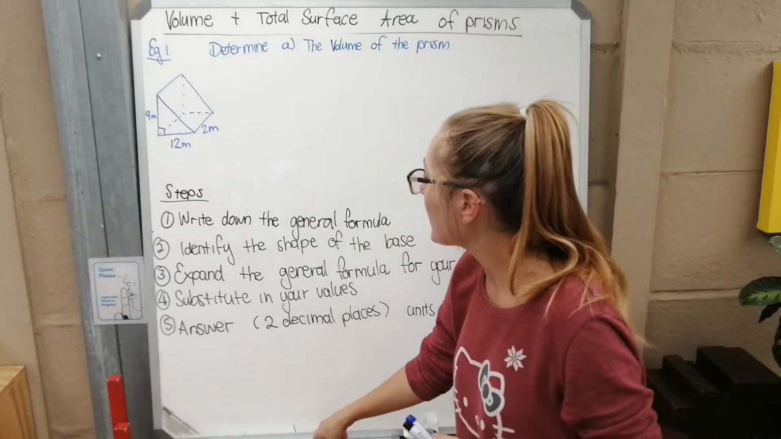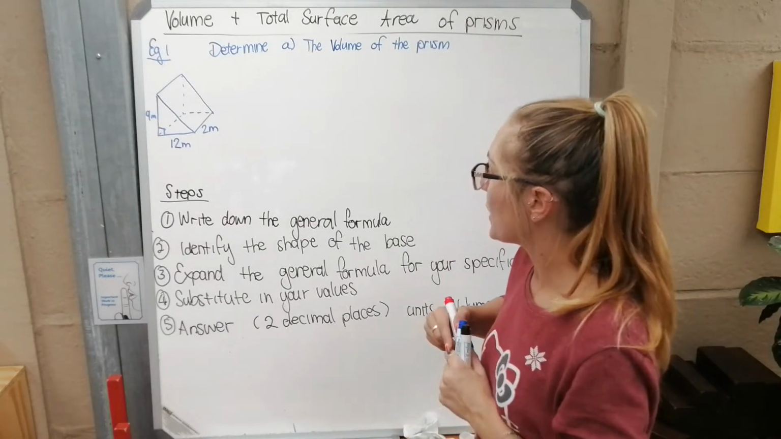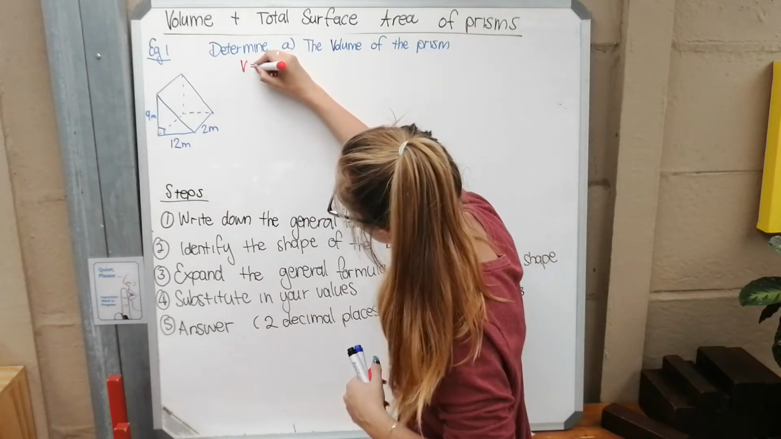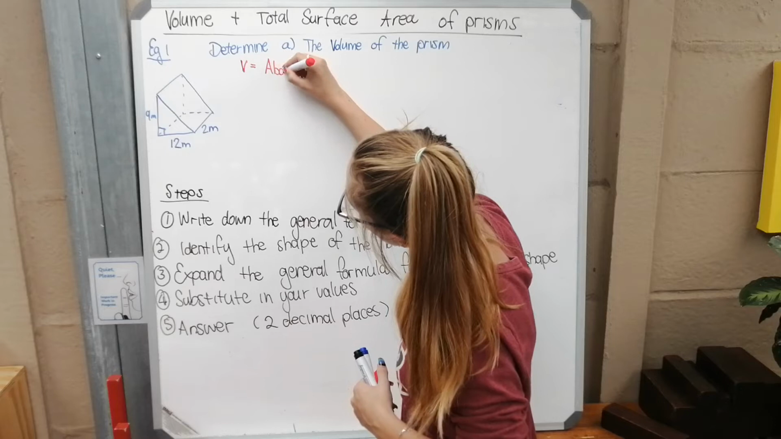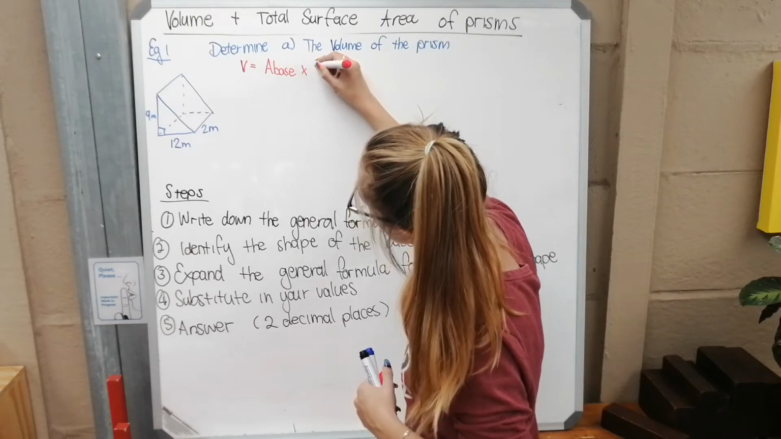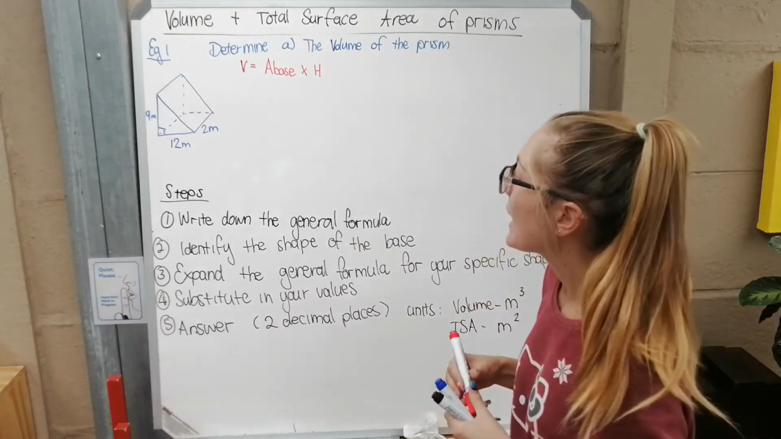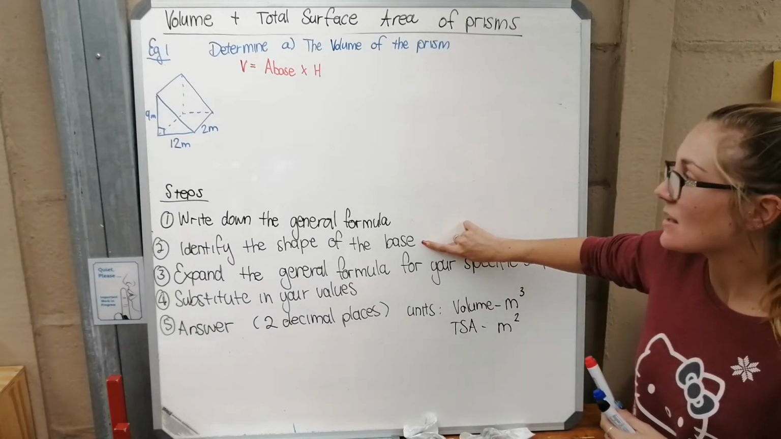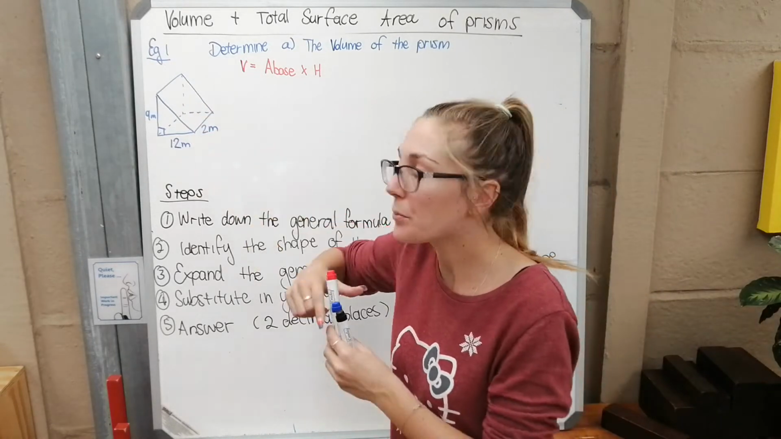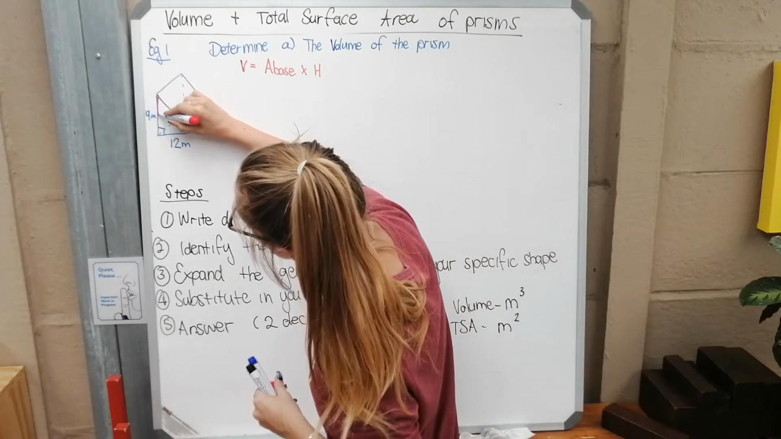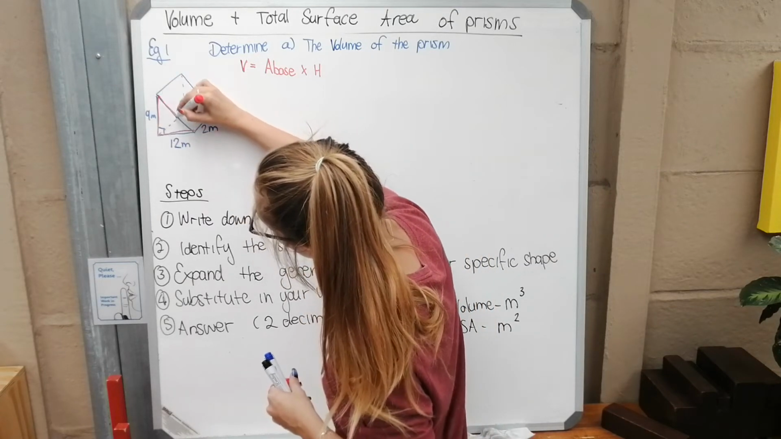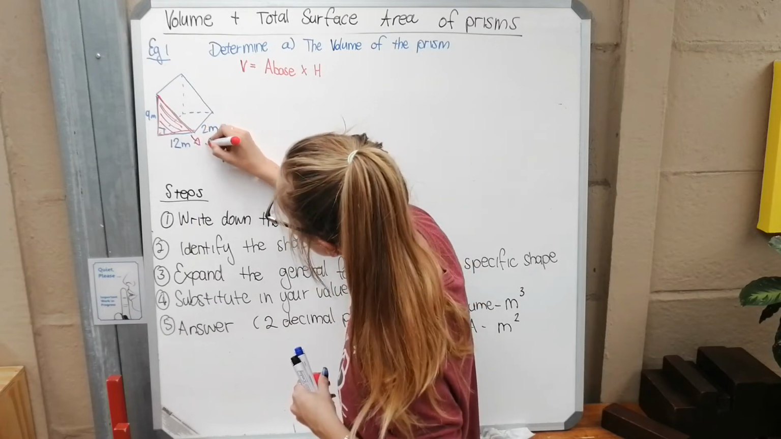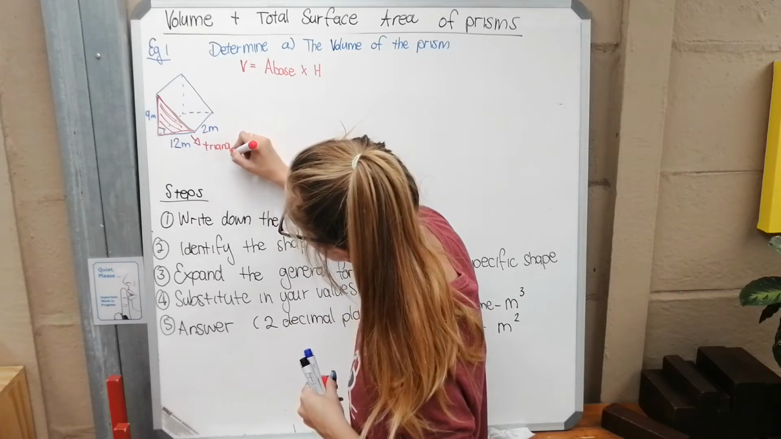So step 1, we write down the general formula. We're looking at volume. The general formula for volume is area of base times height. Step 2, we identify the shape of the base. This is a triangular prism. That means my base is this triangle over here. That is my base, which is a triangle.